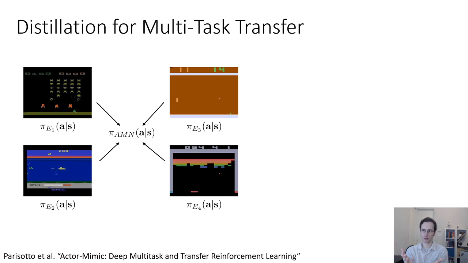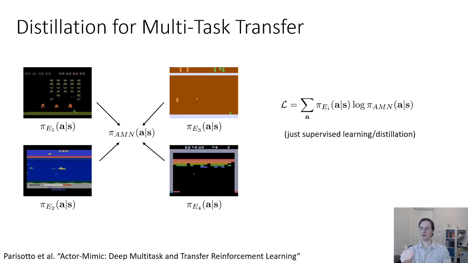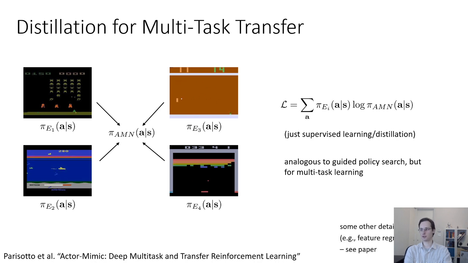and can therefore play lots of different Atari games. This is basically the same principle as in guided policy search, except that now those local policies might not be trained with model-based RL, they could be trained with other model-free RL algorithms. If you want to check out more about this, check out the paper at the bottom of this slide called Actor Mimic, Deep Multitask and Transfer Reinforcement Learning. So the idea is your expert, the Pi AMN, the one that is playing all the games, is just going to run supervised learning on actions sampled from all of your individual local policies. So this is analogous to guided policy search, but aimed at multitask learning and using model-free learning as the underlying algorithm.